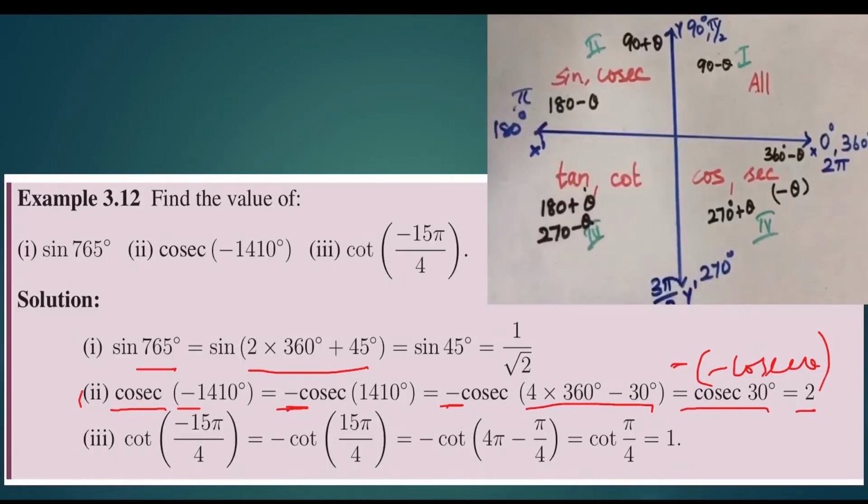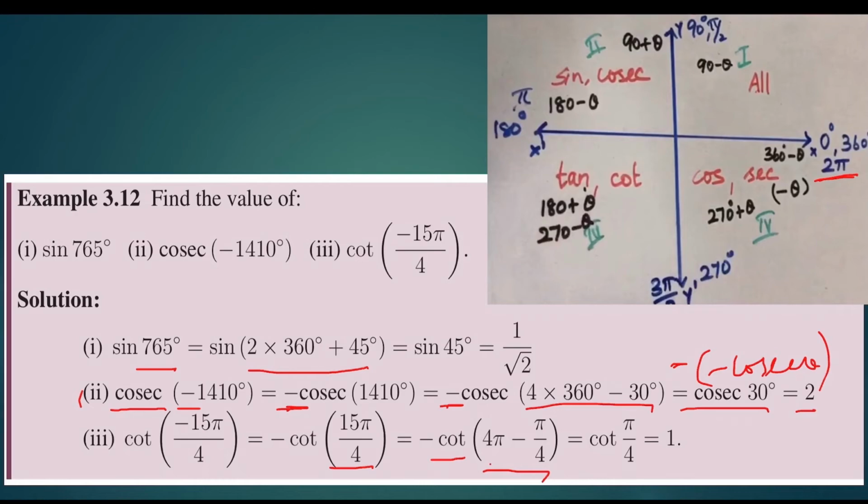Okay. So, 15 pi by 4 is equal to 4 pi minus pi by 4. 4 pi means it comes on the horizontal axis. 2 pi, 4 pi, all are on the horizontal axis only. So, there is no change in the trigonometric ratio. Cot remains as cot. Okay.